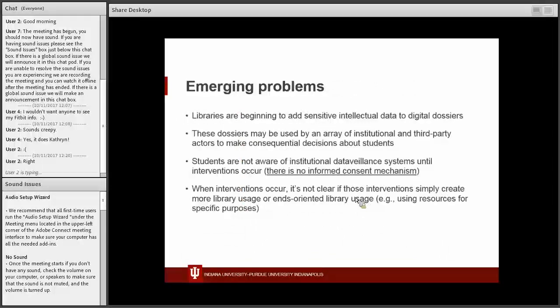So the problem is that libraries are beginning to add sensitive intellectual data to digital dossiers by participating, and these dossiers may inform consequential decisions about students, but students don't really have a say in this. There's no informed consent mechanism. And when interventions occur, it's not clear if those interventions simply create more library usage, as I said, or ends-oriented library usage, like using resources for specific purposes.